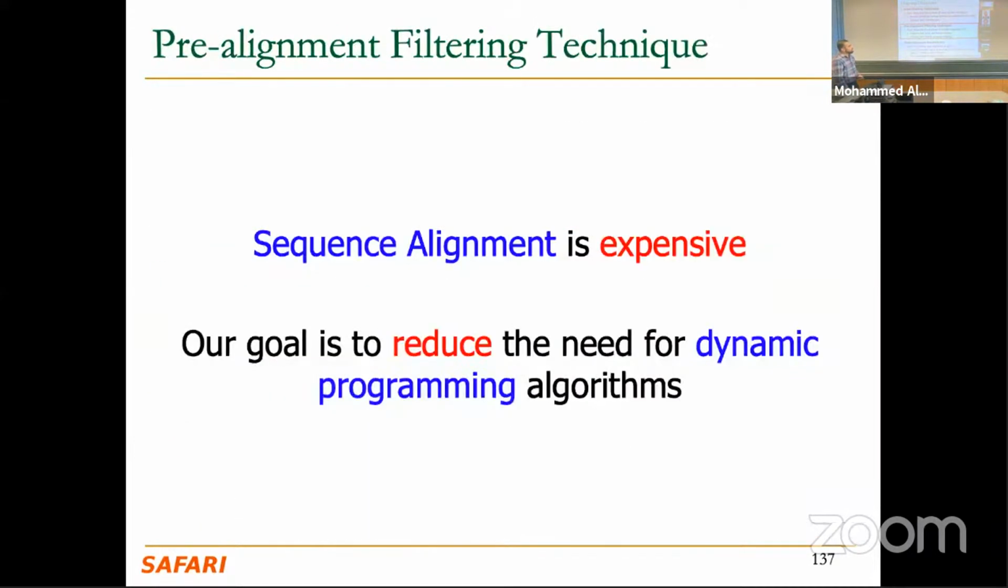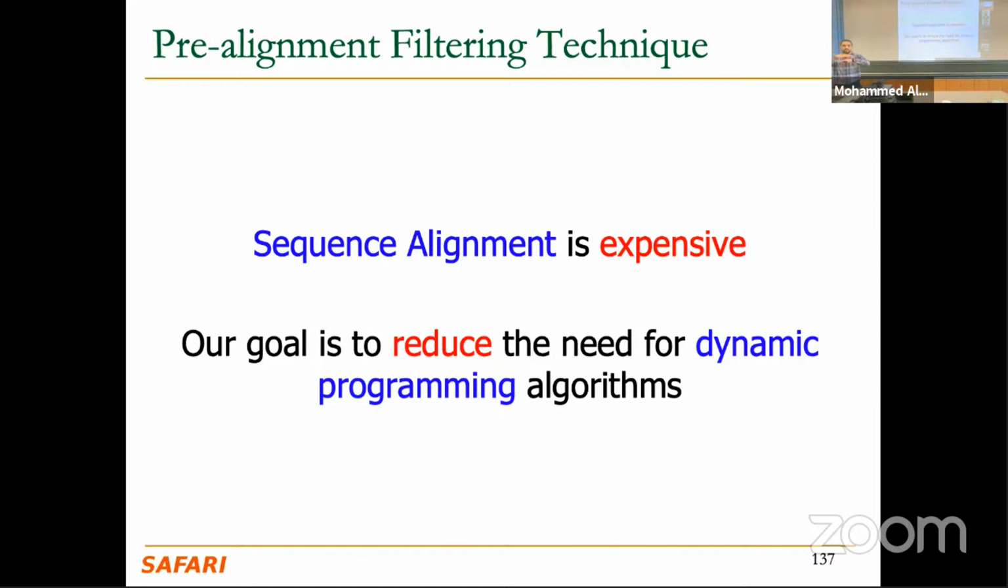Now about pre-alignment filtering. We know now, hopefully all of us agree, that sequence alignment is expensive, which is a dynamic programming algorithm. And our goal is to reduce the need for the dynamic programming algorithm. We cannot get rid of it. As I said, it's the only algorithm that can give you the optimal number of differences between two sequences. So it's something you cannot avoid. But you can reduce the input workload.